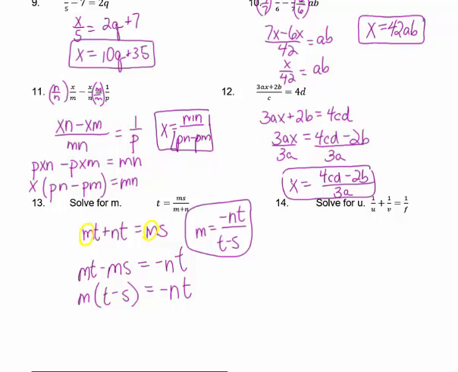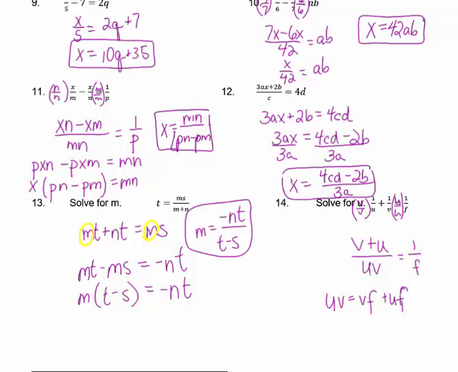Last problem. Solve for u, and it's in the denominator. This is a hard one. So again, my first strategy, get a common denominator and then cross multiply. So if I multiply the first fraction by v over v and the second fraction by u over u, I will get v plus u over uv equals 1 over f. Cross multiply, so I'm going to get uv equals vf plus uf.